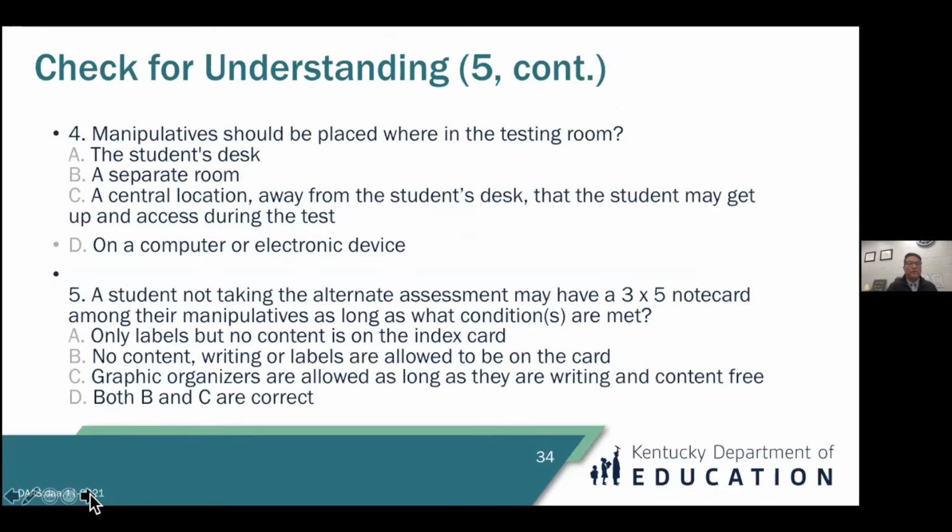And then let's go on over. I think we have a couple more questions from this section. Manipulatives should be placed where in the testing room? Either A, the student's desk, B, a separate room, C, a central location away from the student's desk, where the student may get up and access during the test, or on a computer or electronic device. The answer is, in fact, C. You're going to put it in a central location away from the student's desk, but in a place that the student may get up and access during the test. And remember, it said if they have 20 on their IEP, you provide them with all 20.